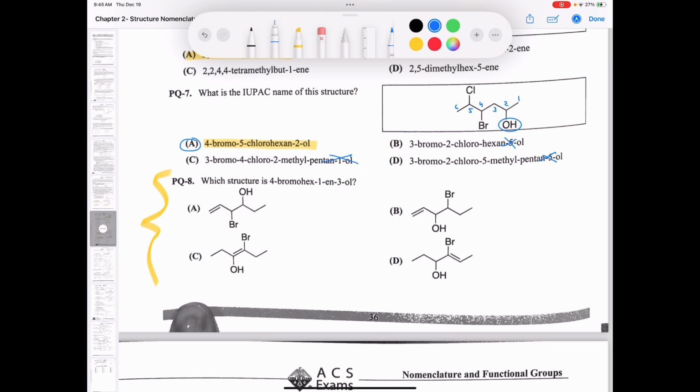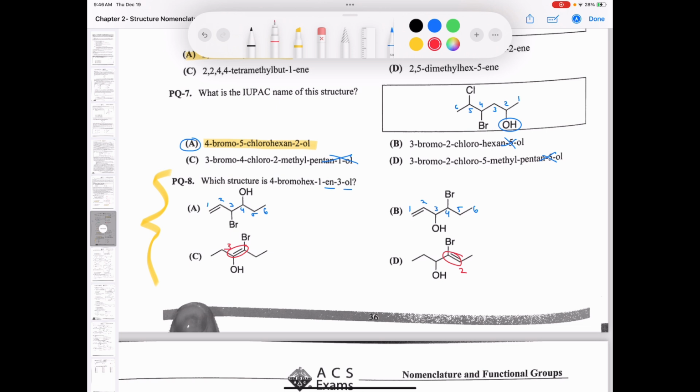Anyhow, question number 8: which structure is 4-bromohex-1-en-3-ol? We're looking for a compound that has an alkene in it and an alcohol. You can see that they all have an alkene and an alcohol, but we're looking for the alkene to be on carbon number 1. If you look at A, we have 1, 2, 3, 4, 5, 6. On B, we have 1, 2, 3, 4, 5, 6. But there's no way the alkene could be on carbon number 1 in C or D, right? You see it's embedded inside. Here it'd be on carbon number 2, and here on carbon number 3. So those can't be correct.